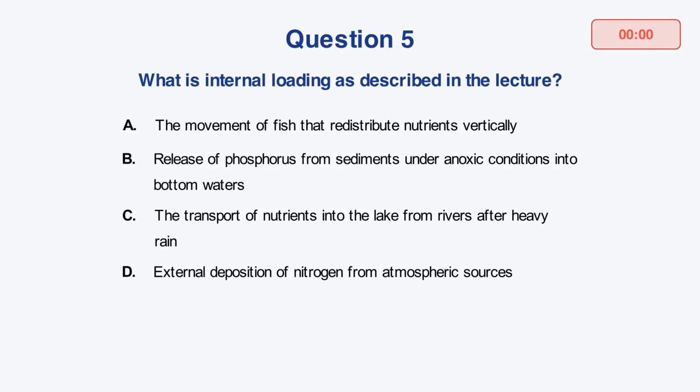Listen again to part of the lecture, then answer the question. When the hypolimnion becomes anoxic, phosphorus is released from sediments and can fuel algal blooms after turnover.